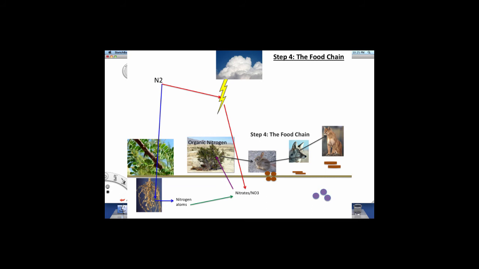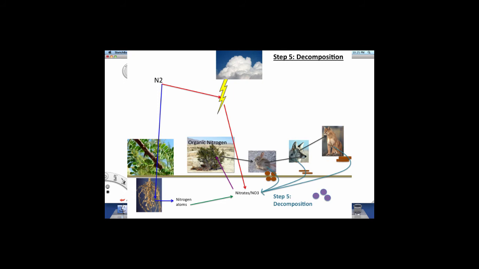So along comes a cottontail rabbit. He eats the green plant. In this case, I have a picture of a creosote bush there. And he gets organic nitrogen. The coyote eats the rabbit. That's how he gets nitrogen. The mountain lion eats the coyote. That's how he gets nitrogen.